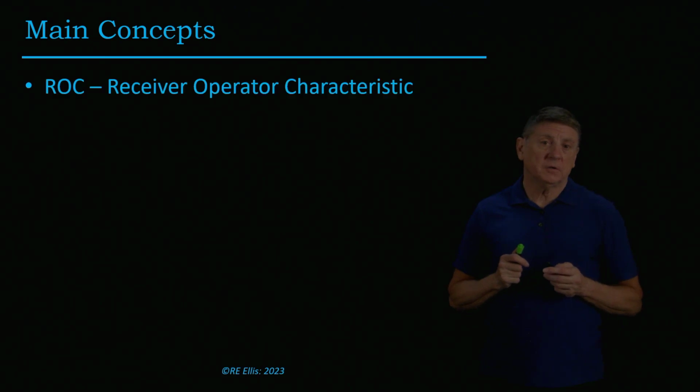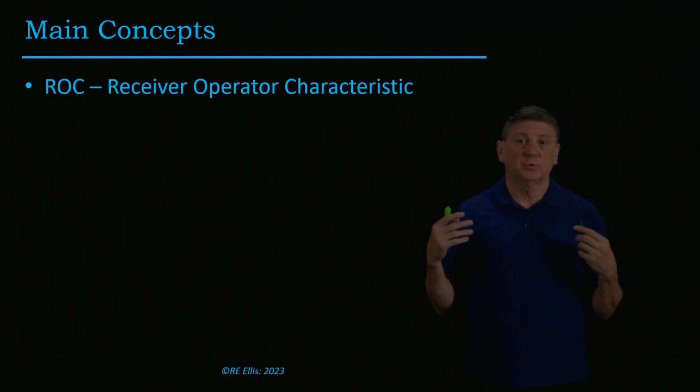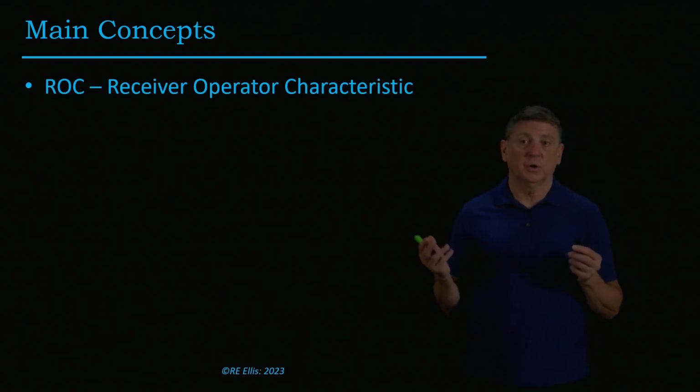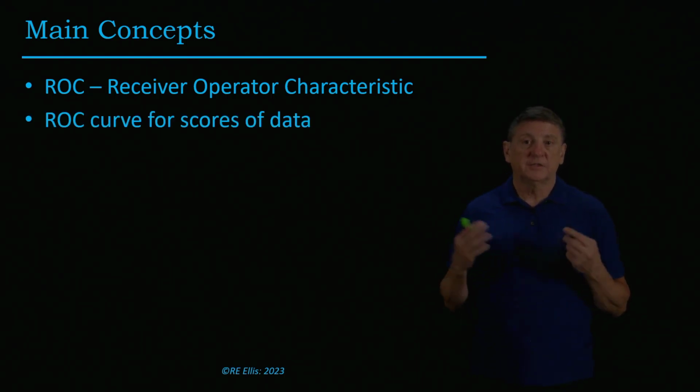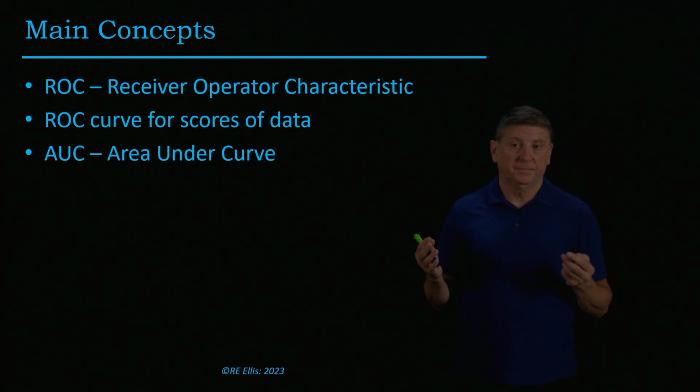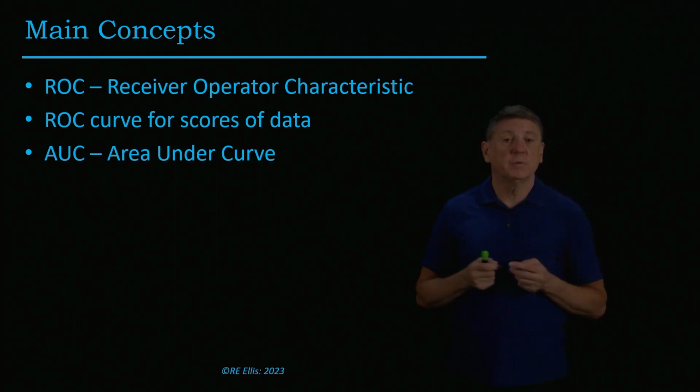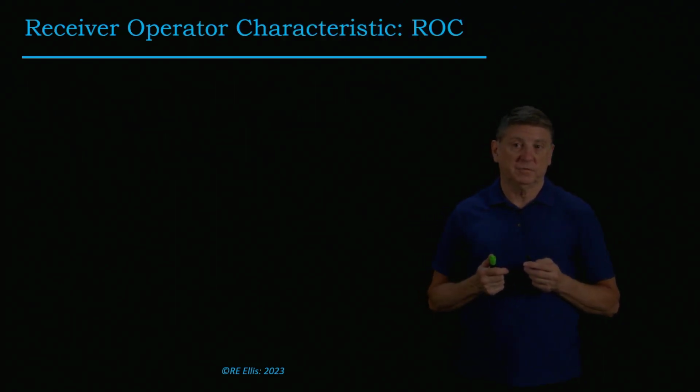In this session, we'll review prerequisites for nonlinear data analysis, and this session will be on linear data analysis. The main concepts for this session are the receiver operator characteristic, or ROC. We'll look at it as a point and we'll look at it as a curve. This curve will give us scores of data. The area under the curve is a common way of evaluating the ROC curve.